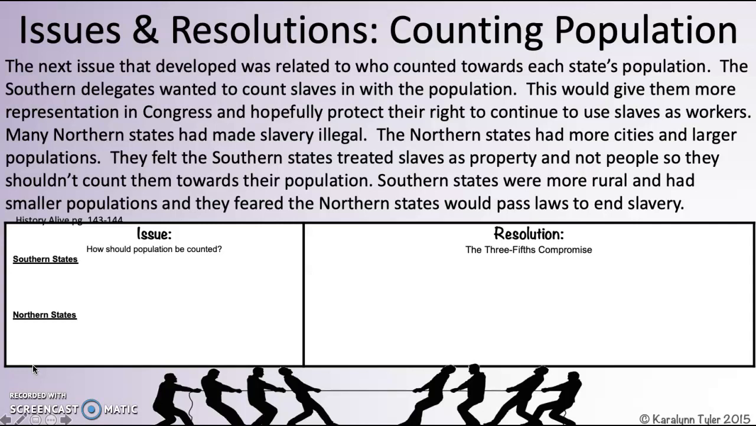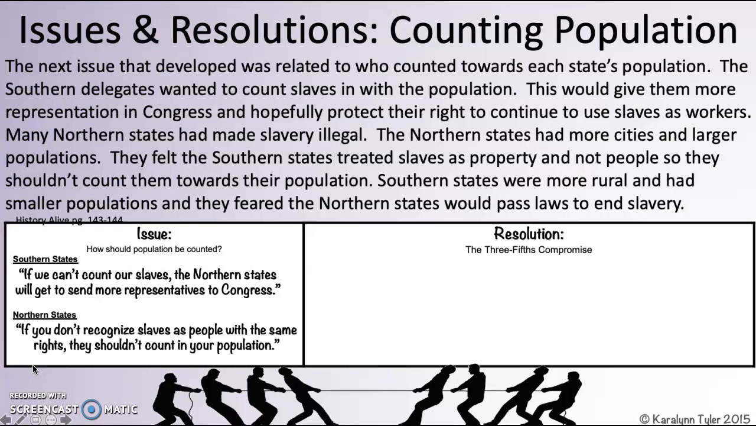Southern states were more rural. They had smaller populations. They feared that the northern states would pass laws to end slavery. So the Southern states' argument is that if we can't count our slaves, the northern states will get to send more representatives to Congress. And then northern states are saying, you don't even recognize slaves as human beings that are people with the same rights. You can't be counting them in your population in order to just use them for numbers so that you can send more white guys to Congress and pass laws to keep slavery around forever.